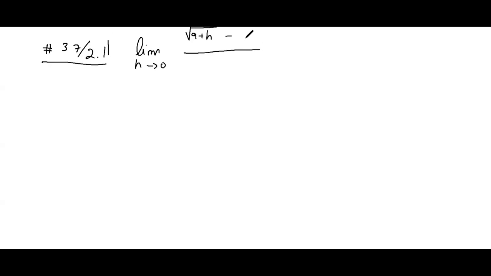Okay, so the next problem will be number 37, and this is a good problem because it really walks us through the key points without overburdening us with a lot of details. So 37 from 2.1, and this is why I like to put these kind of things on tests. So the limit as h goes to 0 of square root of 9 plus h minus 3 divided by h.